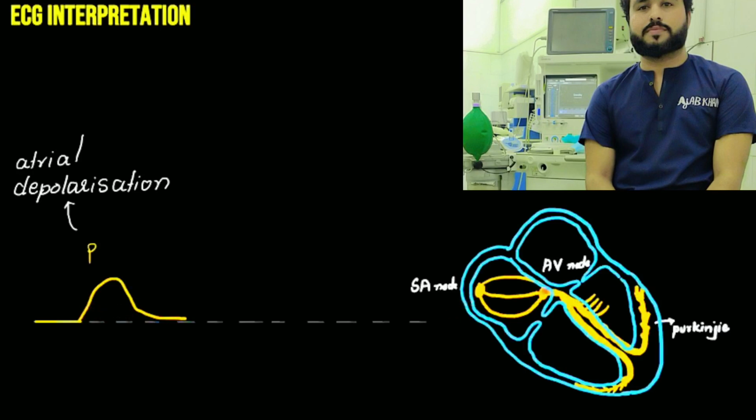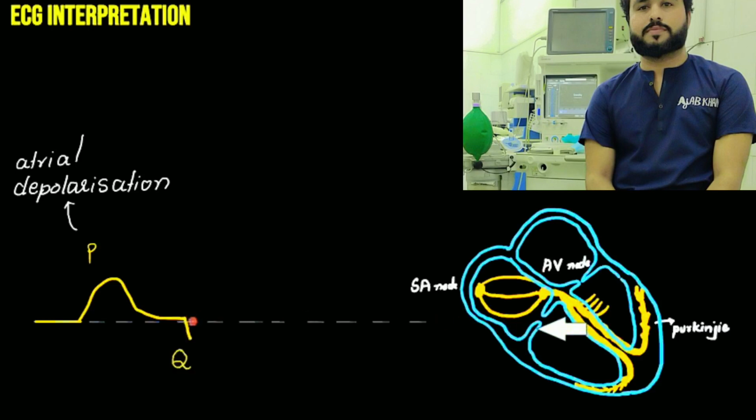Now, the current flows from SA node towards the AV node, and from AV node, the current goes towards the bundle branches. And in the bundle branches, remember, the left bundle branch depolarizes first, and the right one depolarizes later. The left side gives current to the right bundle branch, and for a short period of time, current flows from left side towards the right side. Current is flowing from left to right to depolarize the right side, because the right side has thicker fibers. They depolarize first, they depolarize rapidly. And when they send signals towards the right side, you will see that the current moves in this direction.